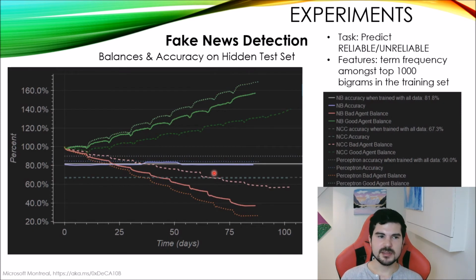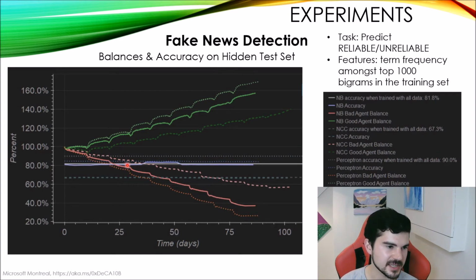Okay, so for the first one, the fake news detection data set. Here, the pattern is that the naive Bayes model is always with the solid line, the nearest centroid classifier with the dashed line, and then the perceptron using the dotted line. So with each model, the agent representing the good and honest person was able to profit, and the bad agent lost all their funds. And the perceptron has the highest accuracy.